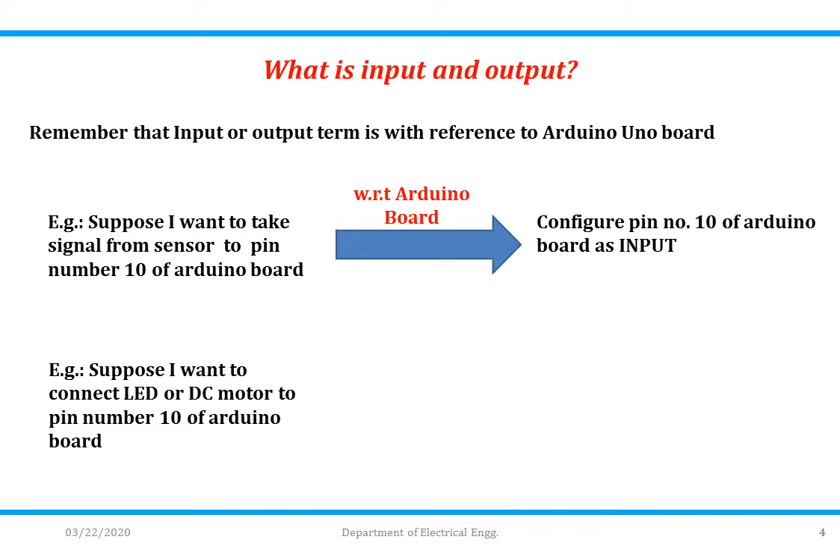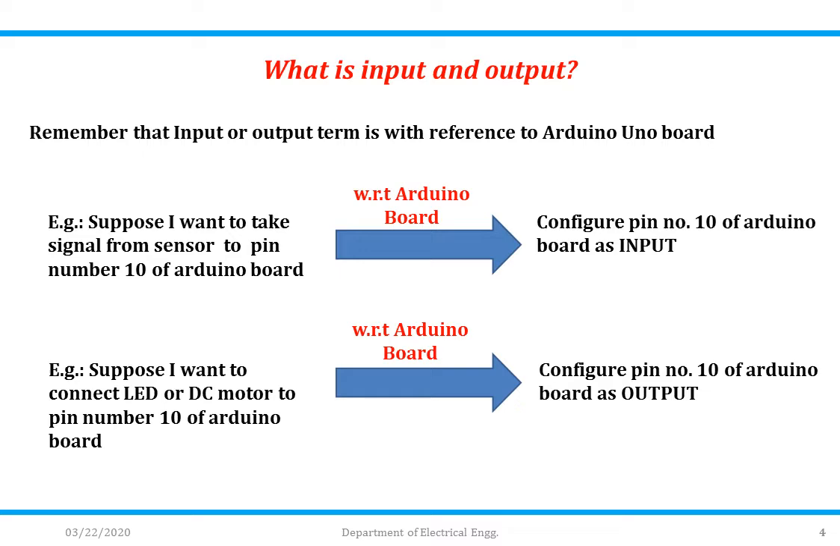The second example is, suppose I want to connect an LED or a DC motor to pin number 10 of the Arduino board. Then with respect to the Arduino board, we need to configure pin number 10 as an output. This is the basic difference between input and output in the case of Arduino UNO.